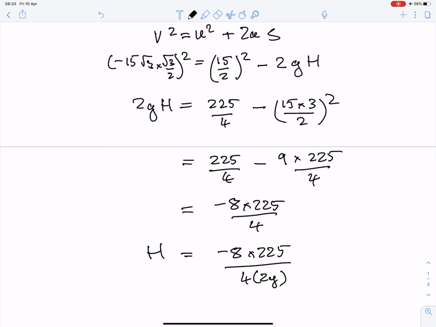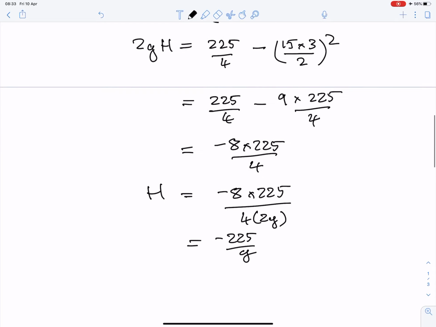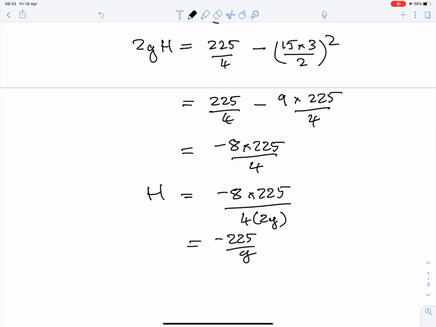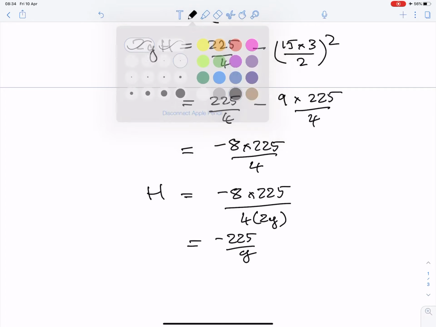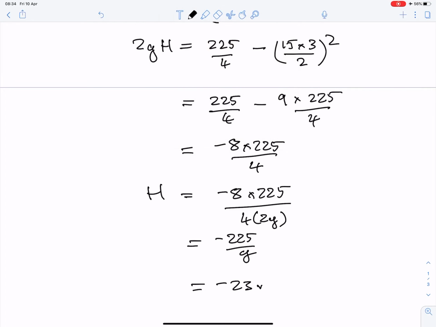Quite pleased to see a negative, as it's going to be below the level it was projected from. The 4 times 2 cancel with the 8, so we've got minus 225 over g. It's going to come out to be, well, roughly 22, 23. Let's tap it in the calculator and we get minus 23 metres. Negative 23 metres.